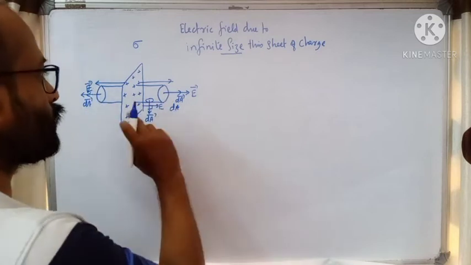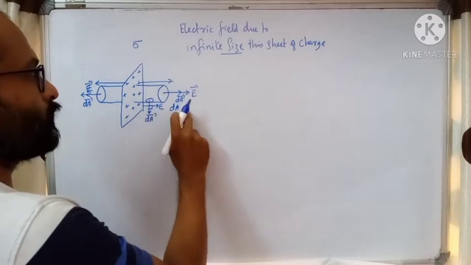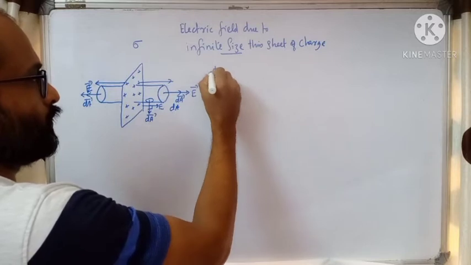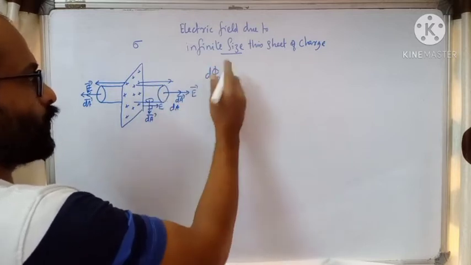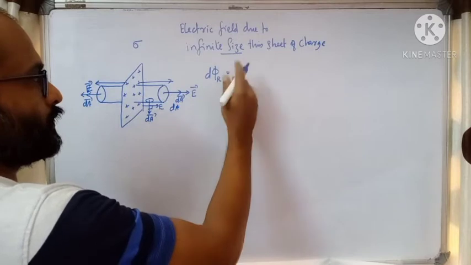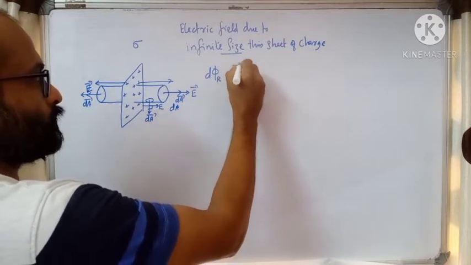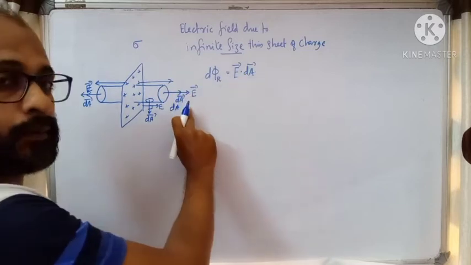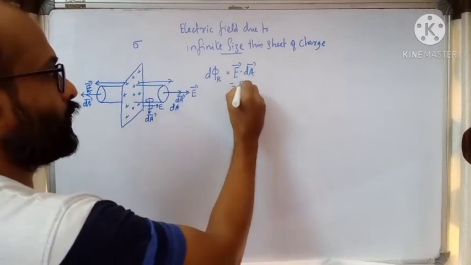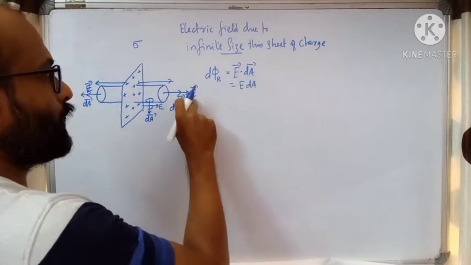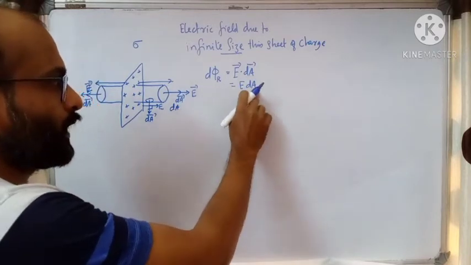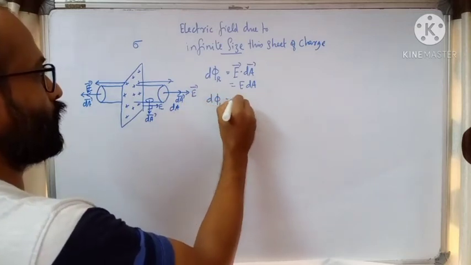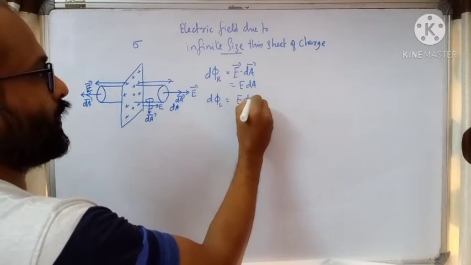Now we need to write the equation for the flux through each face. On the right face, the flux through the right face, d phi R, is small flux through this face, equal to E dot dA. But E and dA are in the same direction, so we will take E into dA, because the same direction means the angle is 0, cos 0. So E into dA. Then on the left face, d phi L also has the same equation, E into dA.